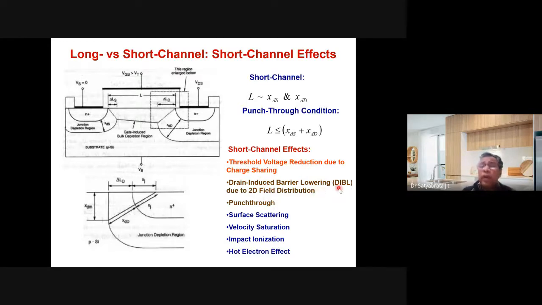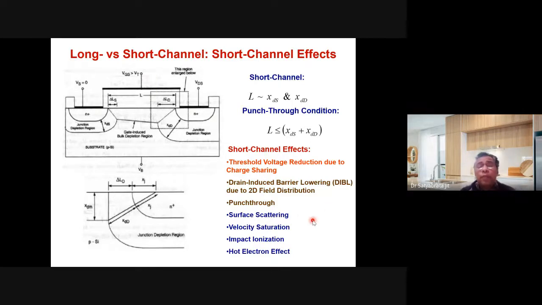DIBL, drain induced barrier lowering. Threshold voltage, as we have shown, is independent of the drain voltage, but in this case the threshold voltage becomes a function of the drain voltage. If the drain voltage is increased, the threshold voltage will decrease. Now, the punch-through phenomenon will take place. Punch-through is when this depletion and this depletion merge together, then electrons can drift from source to drain without depending on the gate voltage. So that is called the punch-through phenomenon.